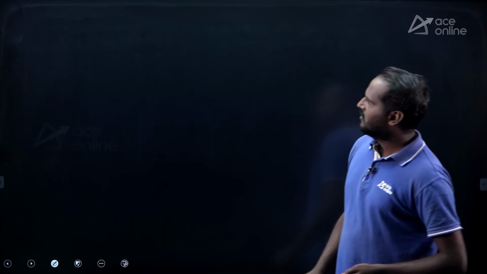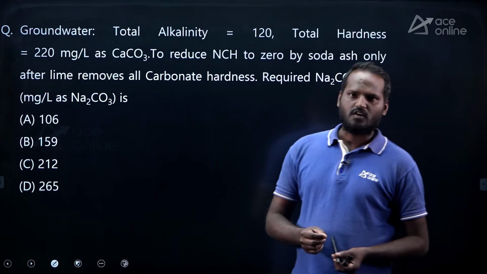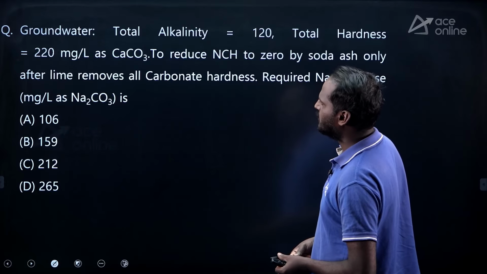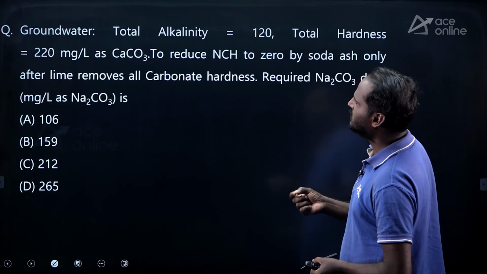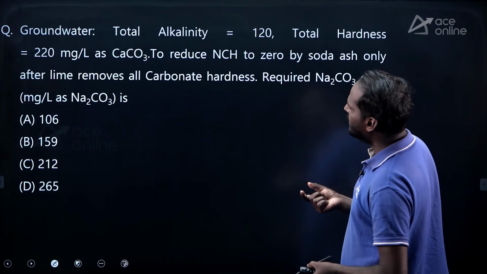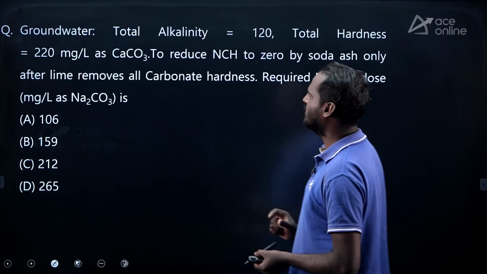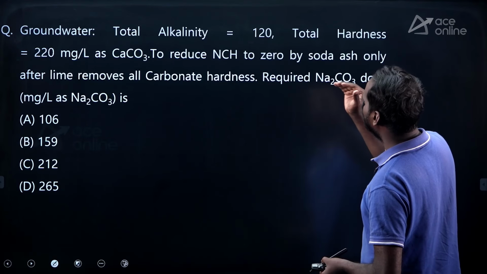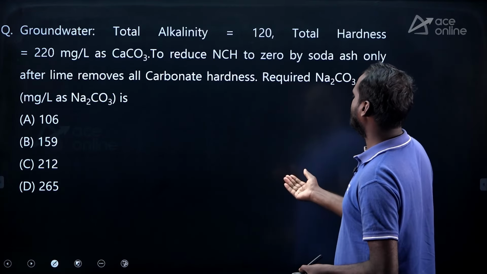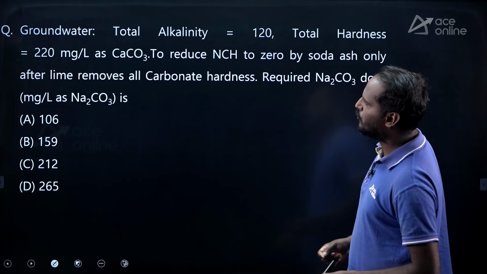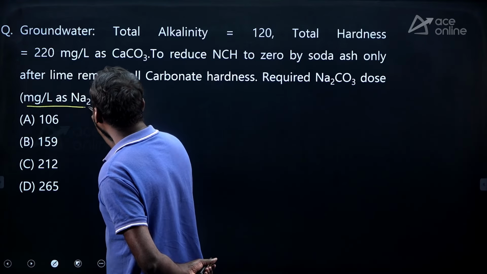The next question, look at this, this is from quality of water. This is also a very regular kind of question, but you must be very careful with the given data. Look at this, TA 120 and TH is 220 as CaCO3 has been mentioned. Total alkalinity and hardness is given to you. To reduce NaCH to 0 by soda ash only, after lime removes all CH, the required Na2CO3 dose is dash in terms of milligram per liter as Na2CO3.